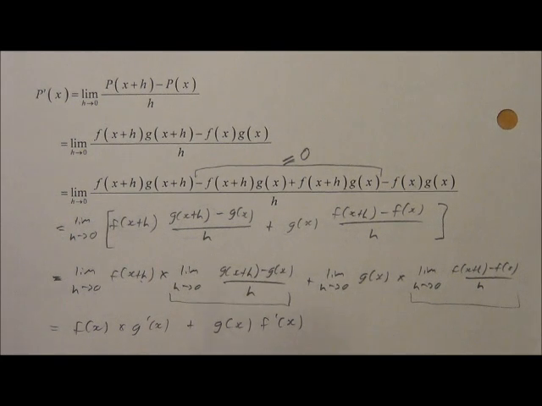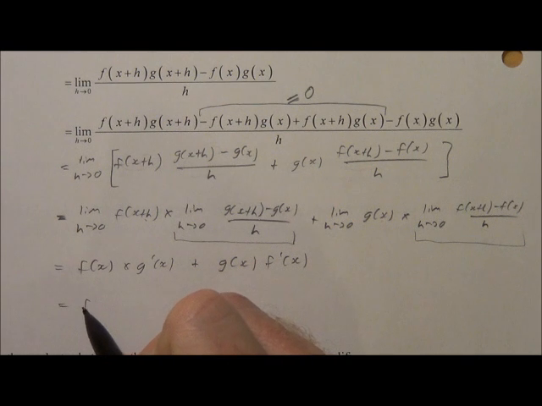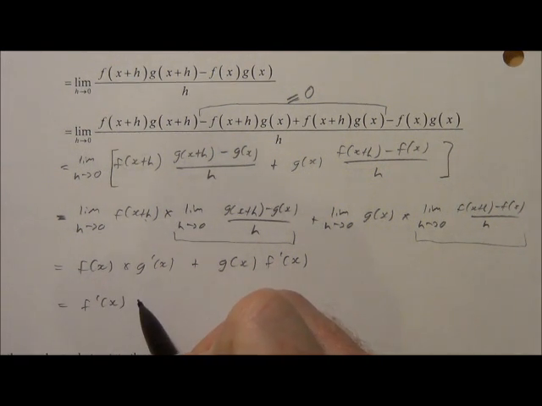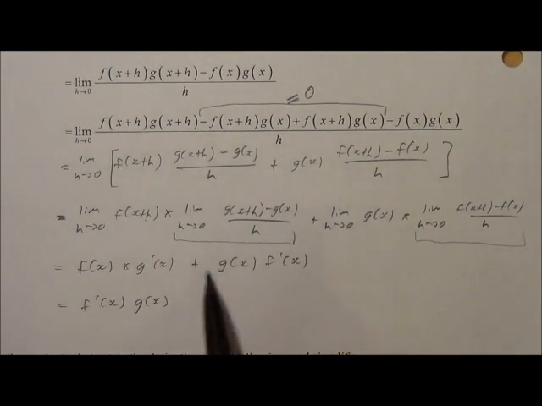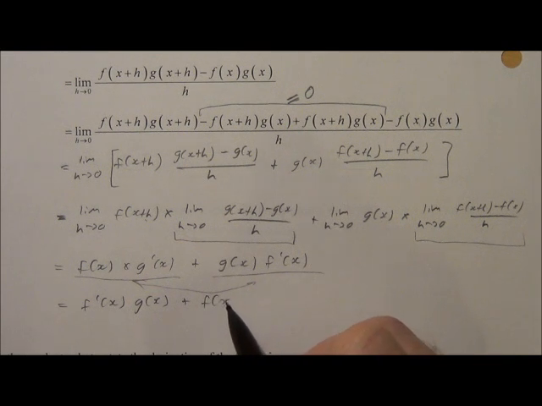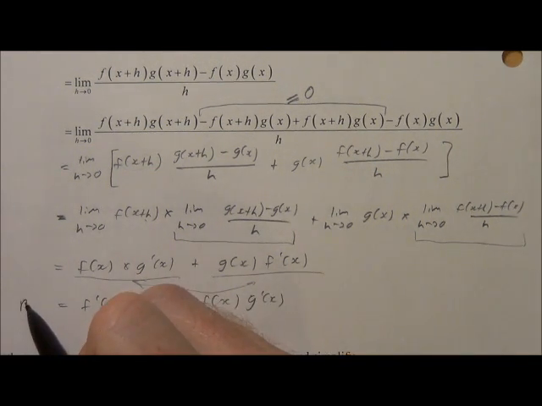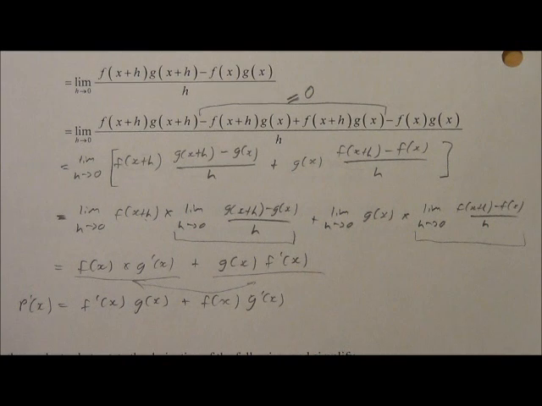And then now we just change this around to get it into the form of the derivative of the first times the second, so we're just switching the order around here, plus the first times the derivative of the second. So that is the derivative of a product of two functions: the derivative of the first times the second plus the first times the derivative of the second.